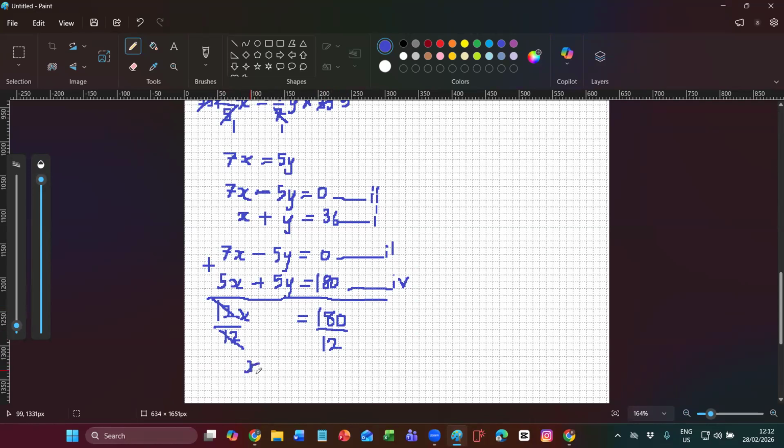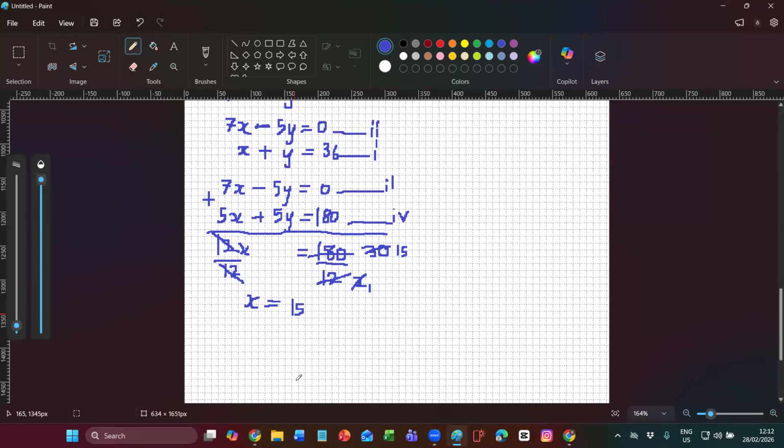So x will be equal to, okay, let's deal with this then. Let's use 6 and break it down. 6 in 12 is 2, right? 6 in 180 is 30. 2 in 30 is what? 15. So we have that x is equal to 15. Now we have found x. Shall we find y? Which equation are you going to put x in to find y?